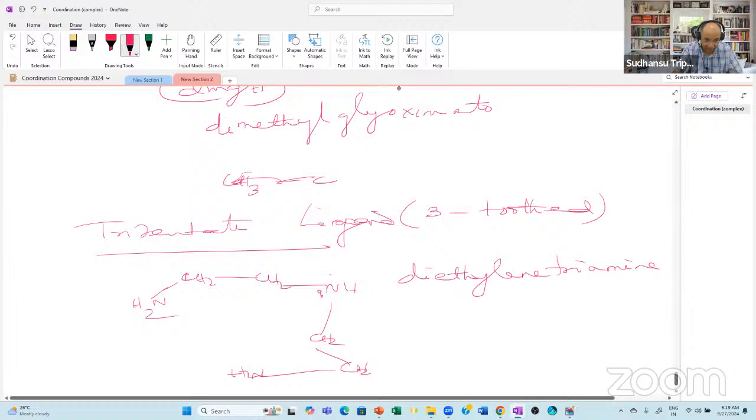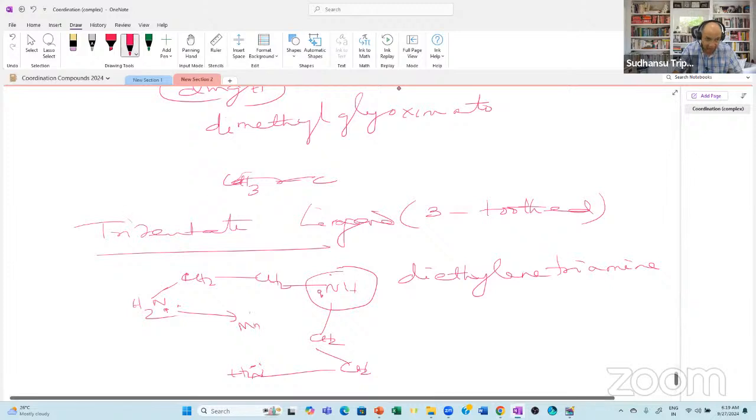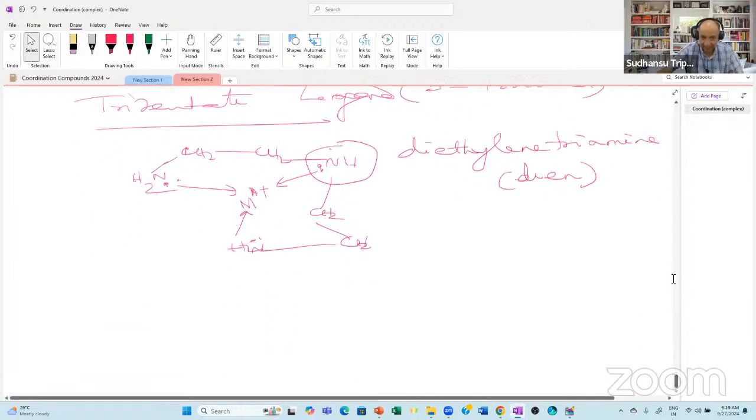There is one lone pair here, and this is a secondary amino, and these two are primary amino, and the metal ion will be sitting somewhere in the middle. M stands for any metal, may it be transition or any metal, with its charge, oxidation state n plus. So this is one nitrogen and this is one other nitrogen. There are 3 nitrogen donors, diethylene triamine, and it is called dien. This short notation is dien.